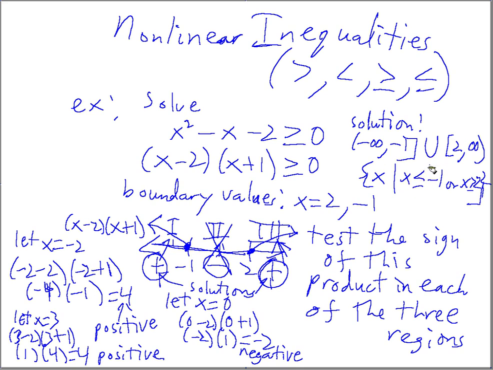All right, let's go ahead and try another one. Let me clear out the screen. Take a look at this one then: 4x squared minus 9x plus 2 less than 0. So let's go and try this one.